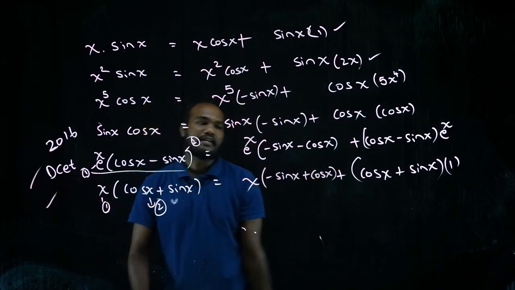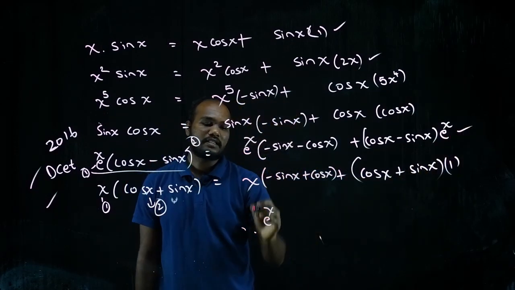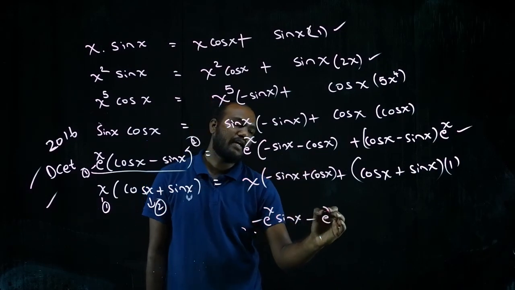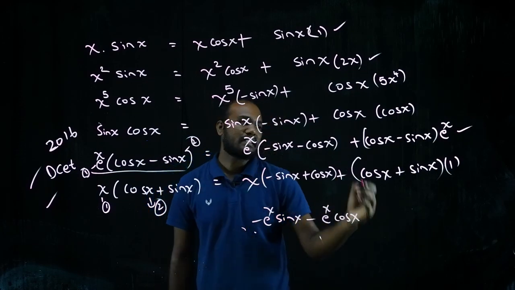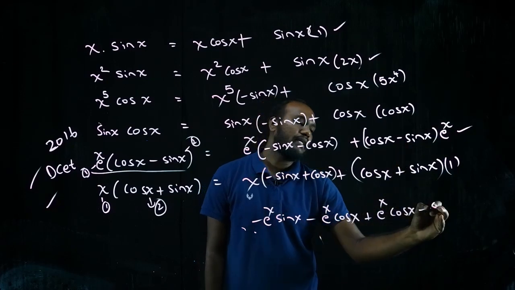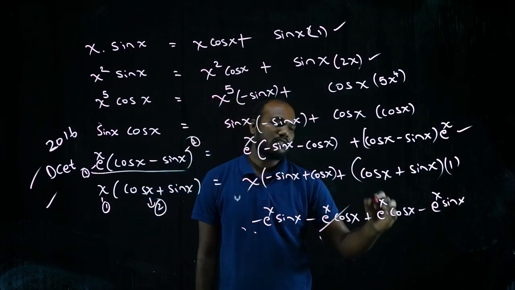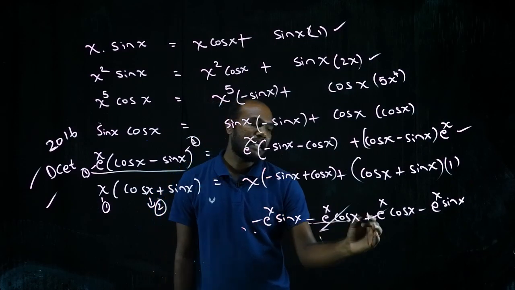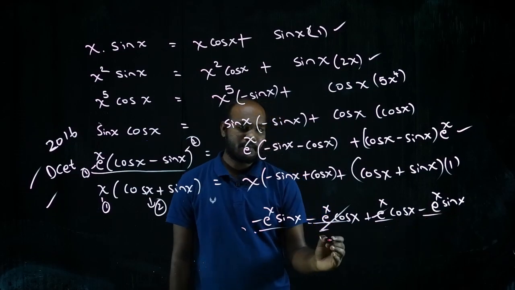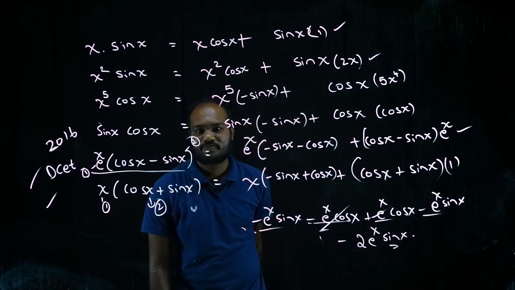Is that good? Okay, if we solve this question further, let's multiply with e power x. So e power x into minus sin x, that is minus e power x sin x, minus again we can multiply e power x cos x. Okay, plus again we can multiply this, e power x cos x, and we can multiply this, minus e power x sin x. What are cancelling? See, this e power x cos x and e power x cos x get cancelled. Minus e power x sin x and minus e power x sin x is minus 2 e power x sin x. This is the final answer.